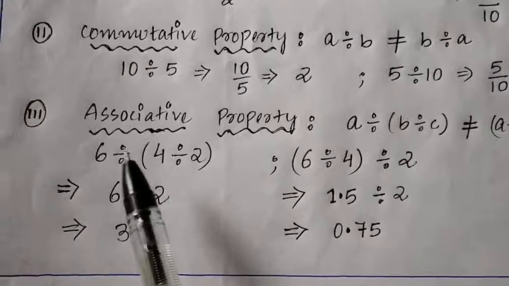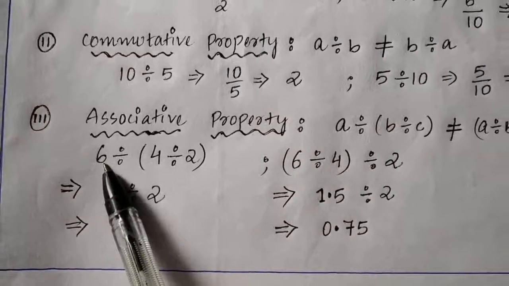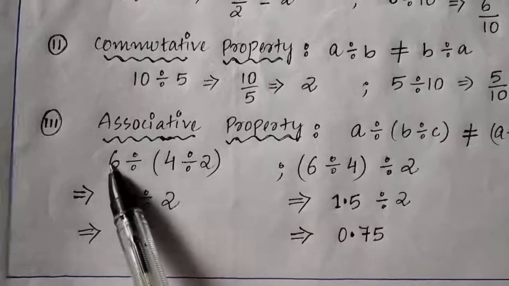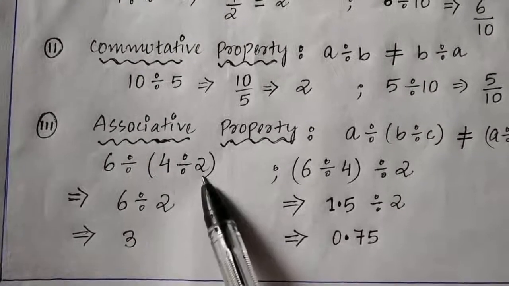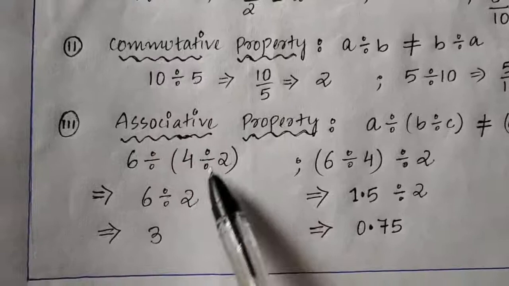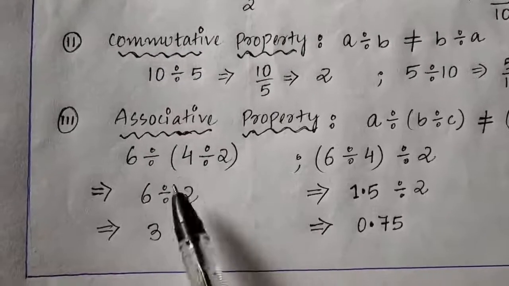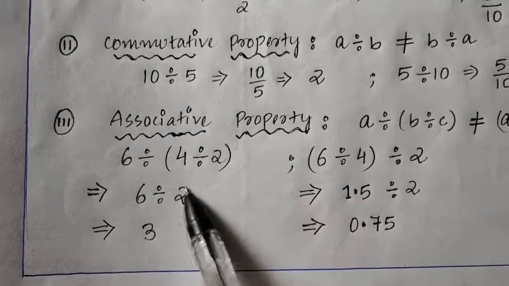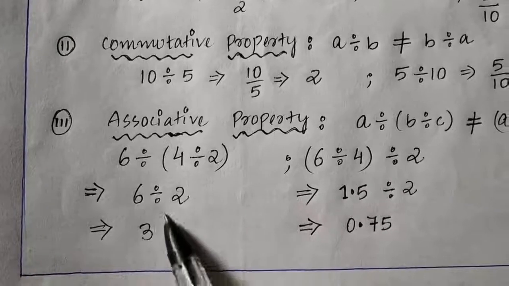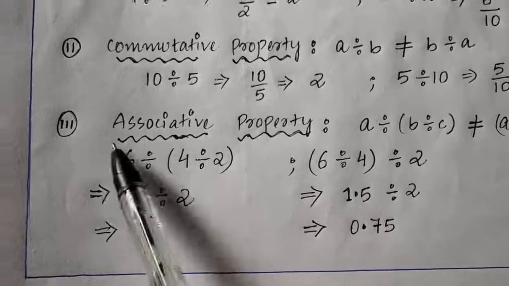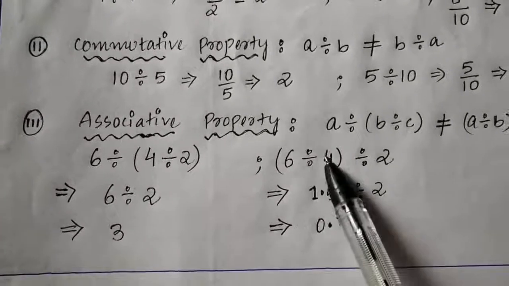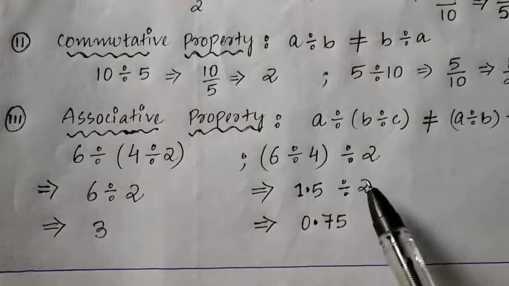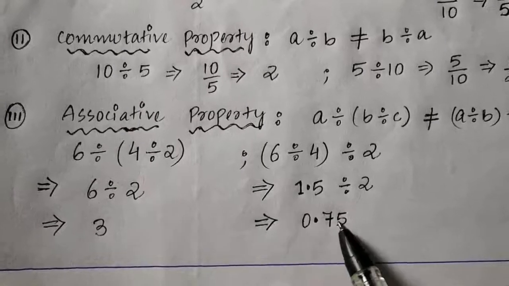So here, I have taken 3 integers 6, 4 and 2, so 6 divided by 4 divided by 2. First of all we will divide 4 by 2. So when we divide 4 by 2, we get 2, and then 6 divided by 2, we get 3. Now we will group 6 and 4. So 6 divided by 4, I get 1.5. Then 1.5 divided by 2, I get 0.75.